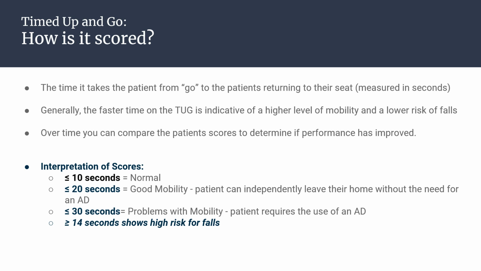For the interpretation of scores, less than or equal to 10 seconds is considered normal. Less than or equal to 20 seconds is considered good mobility, and the patient can independently leave their home without the need for an assistive device. Less than or equal to 30 seconds equals a problem with mobility. Patient requires the use of an assistive device. If it's greater than or equal to 14 seconds, they show a high risk for falls.